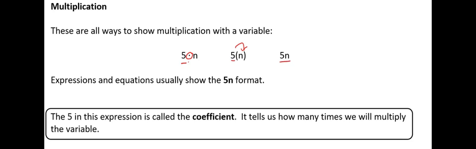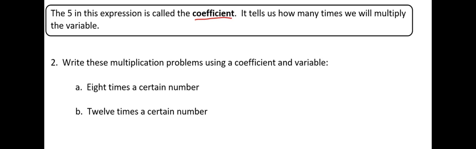And then we also have multiplication shown by that variable and a number right next to the variable. When we write it in this format, the 5 is called the coefficient. It tells me how many times I'm going to multiply the variable by. So again, this means that I would take 5 times n, or whatever that missing number is. So the 5 again is called the coefficient.